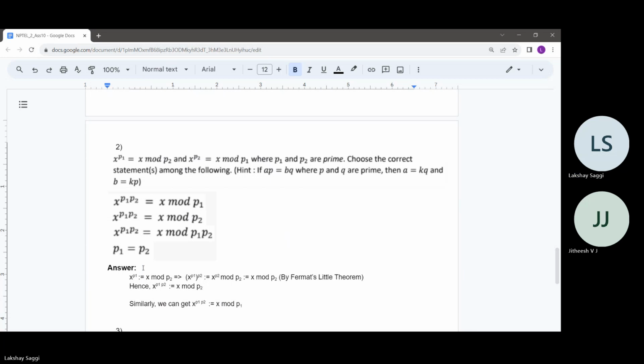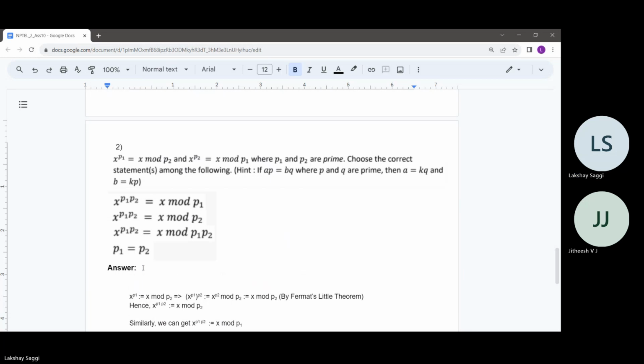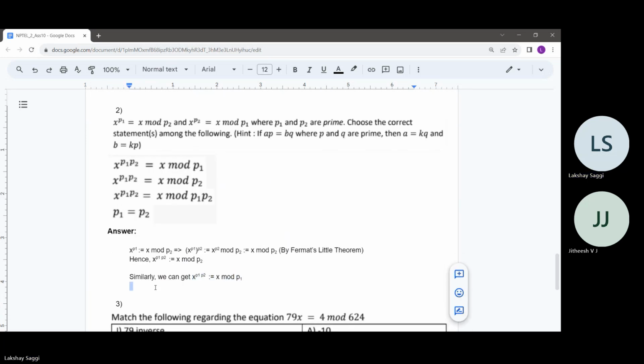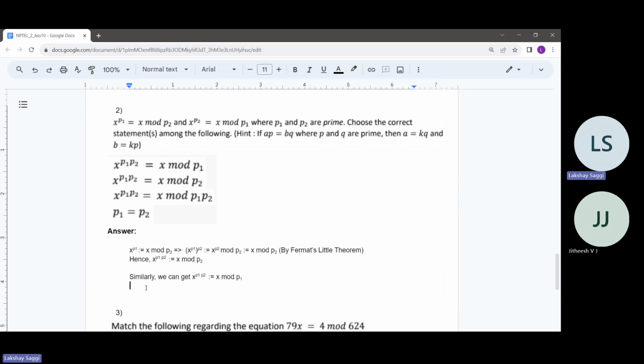So first of all, this sort of thing is always clear to us, that we always get these options A and B here. These two options are always correct, that x raised to power p1 p2 will always be equal to x mod p1. Similarly, x raised to power p1 p2 will always be equal to x mod p2.